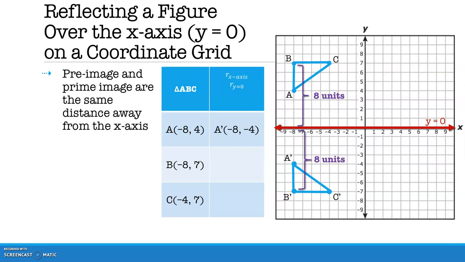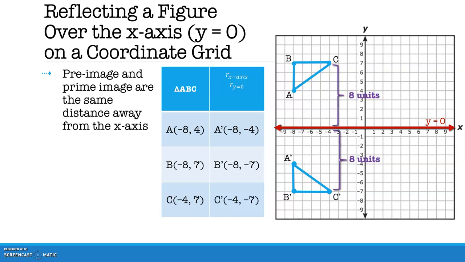Taking a look at B and B prime, each one will be 8 units away, and C and C prime are also 8 units away. So if we look at the pattern from our original image, the new image after reflection over the x-axis will keep your x coordinate the same, however changing your y coordinate to be negated, or in other terms, changing its sign.